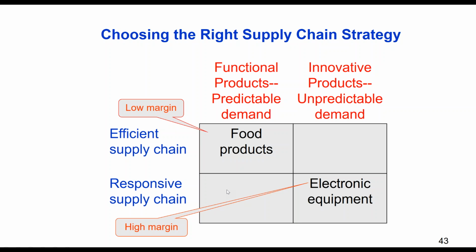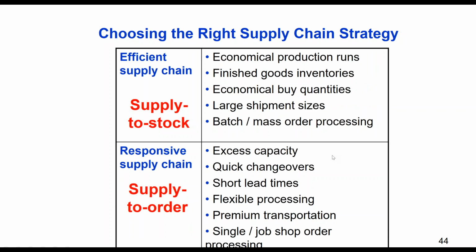Similarly, if I have a functional product but a very responsive supply chain, I am again losing money. I'm wasting my money if I am sitting in this quadrant. So the optimal quadrants are over here or here. These two are typically waste. This is waste at supply chain level, and this is a loss cost.